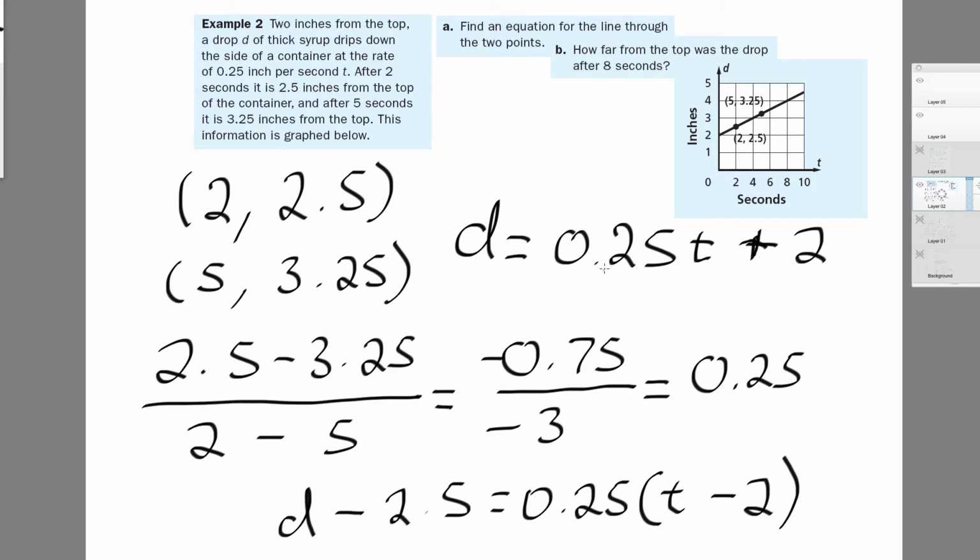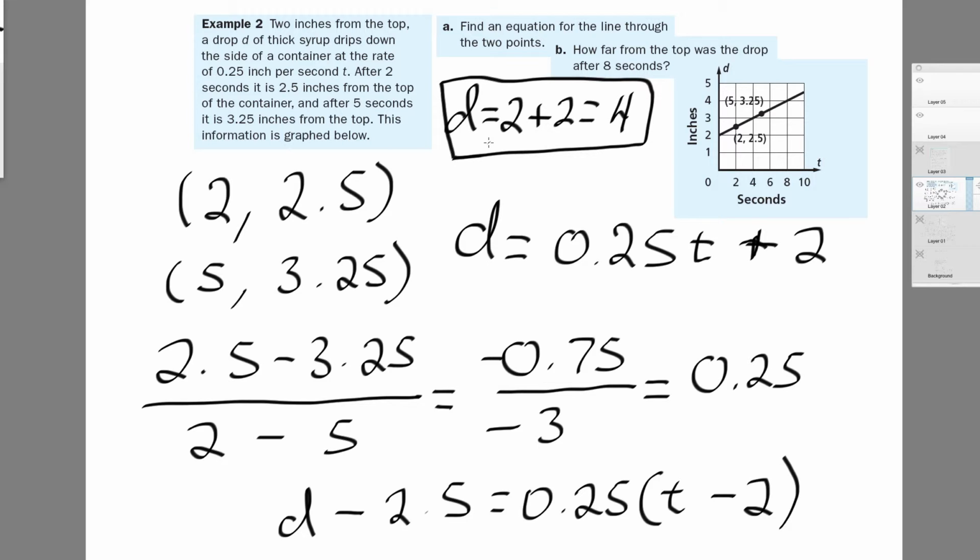The next part of this question was how far from the top was the drop after 8 seconds? Well, that's just simply plugging it into the equation and finding out what it equals. I think this slope intercept form looks like a simpler equation to work with, because there I'm going to get that d is equal to 0.25 times 8, oh, 1/4 of 8 is 2. 2 plus 2 is 4. And there we've got our calculation.